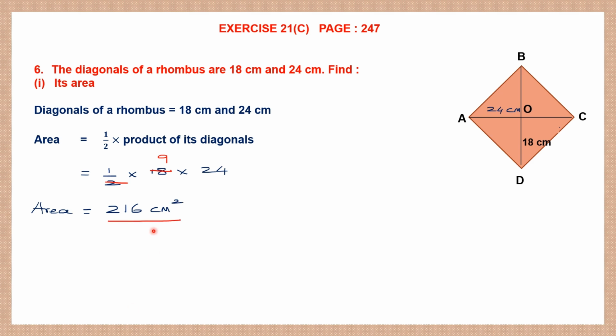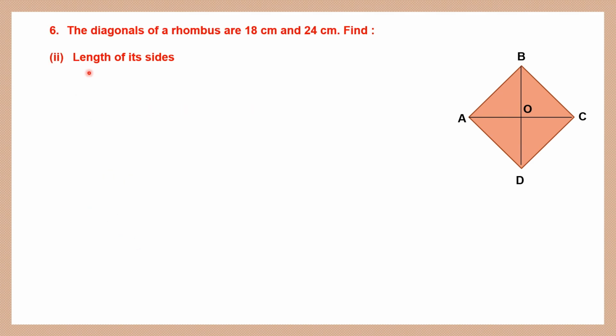Now this is the first part of this question. We have to find a few other things also. The first thing is we have to find its area, and we have found the area. Now let's go to the next part. Here we have to find the length of its sides. So let's begin. Now here we have to remember the sides are AB, BC, CD and DA. We have to find the length of any one of these sides because all four sides have the same measurement.